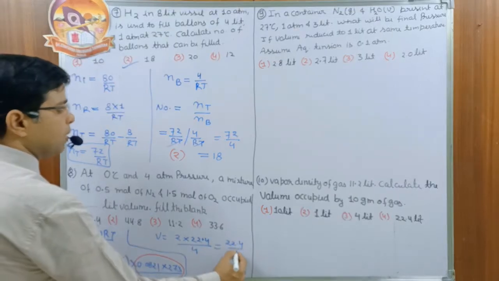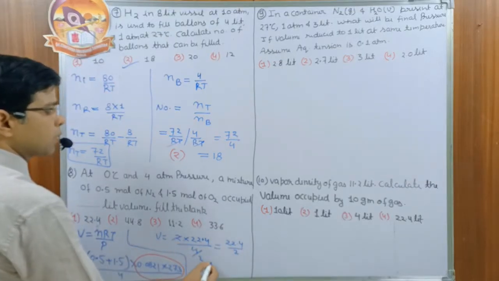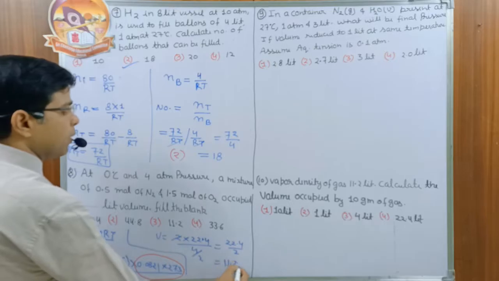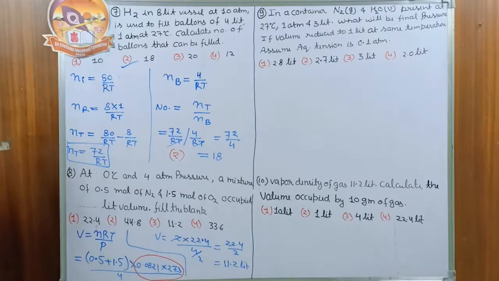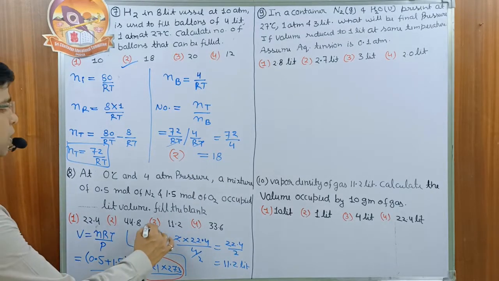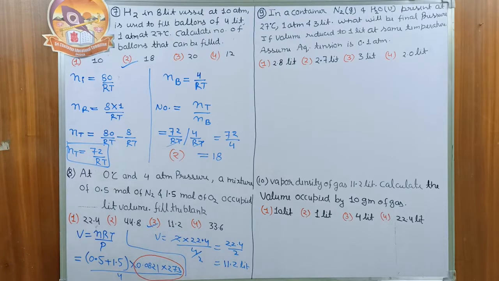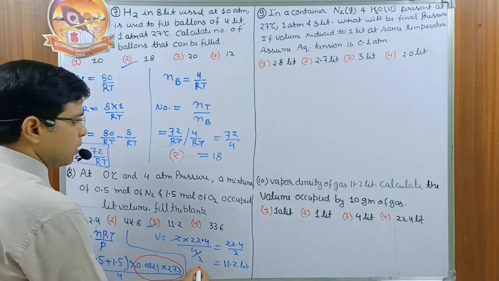22.4 divided by 2. And what is the answer? 11.2 liter is the answer. Means our correct answer of this question is the option number 3.